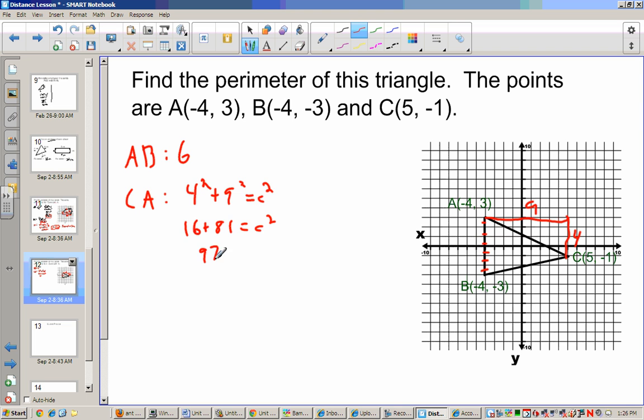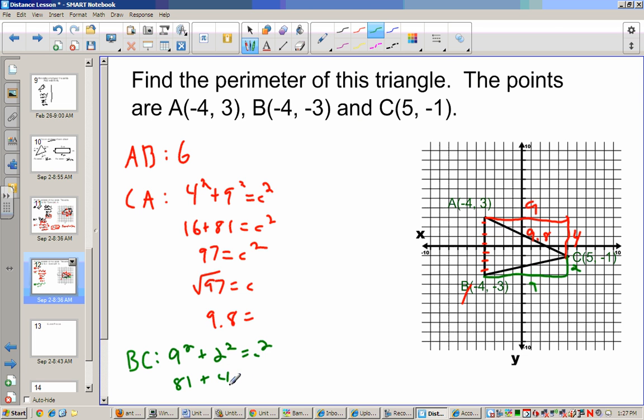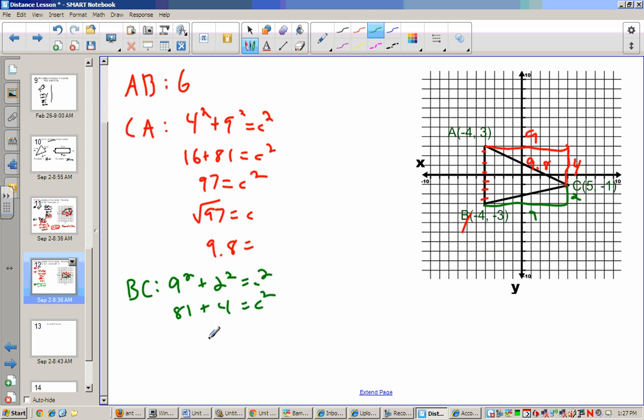And so this is 97. If I square root 97, it's going to be something close, a little under 10. And I put it in my calculator, 9.8. So 9.8 is this distance here. So let's pick another color. Do green. Go over and up. Here we're going up 2, and that distance is again 9. So from B to C, I'm going to have 9 squared plus 2 squared equals c squared, or 81 plus 4, that's 85. And when I square root 85, I get 9.2.